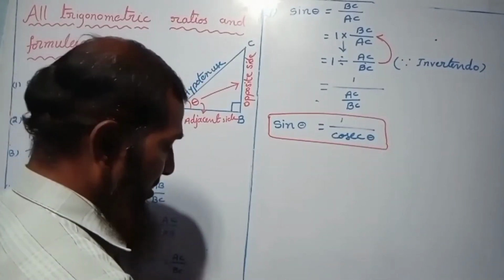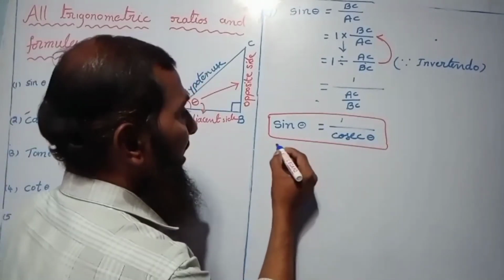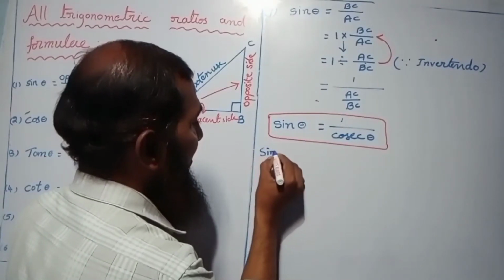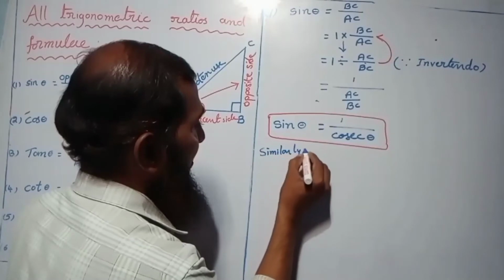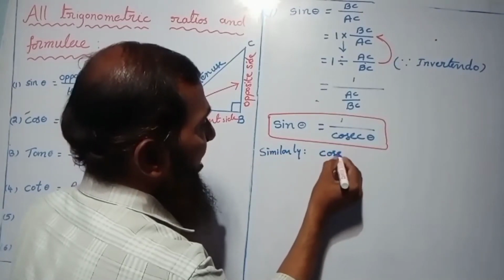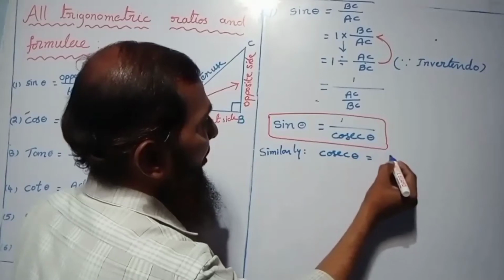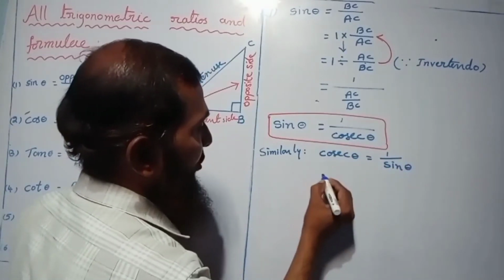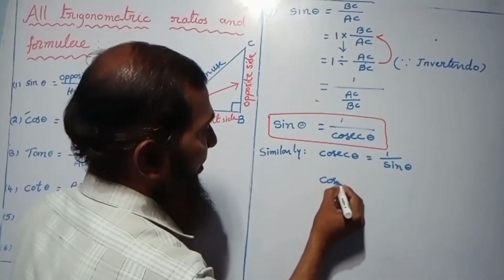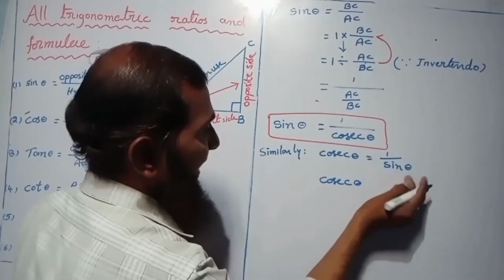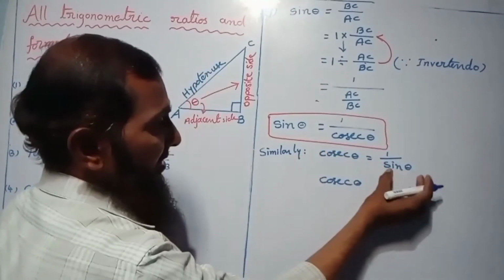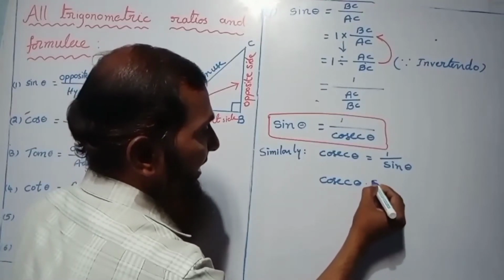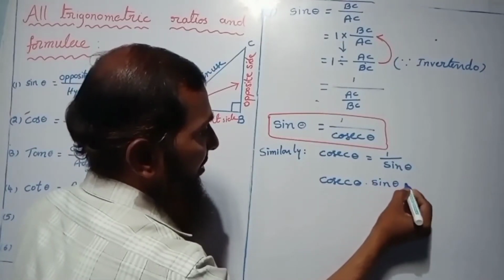And similarly, cosecant theta is equal to 1 by sin theta. And also, if I take sin theta to the left side, we get cosecant theta into sin theta is equal to 1.